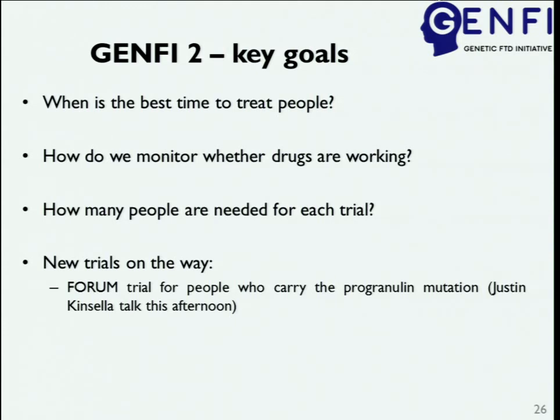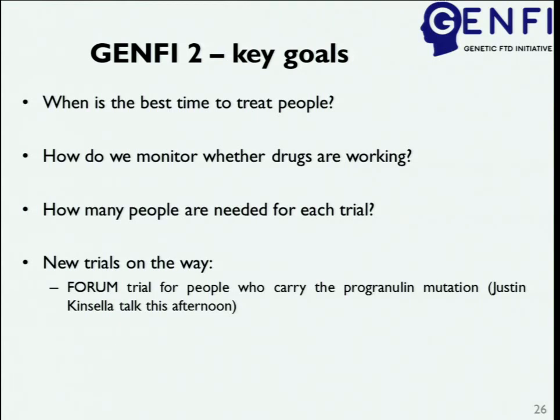And there are new trials on the way. You're going to get a talk from Justin, who's standing at the back at the moment, who's going to talk to you about drug trials that are starting. When I first started talking at this group, there was no talk of doing drug trials. Just in the last few years, there's now finally talk of doing trials in people with FTD.